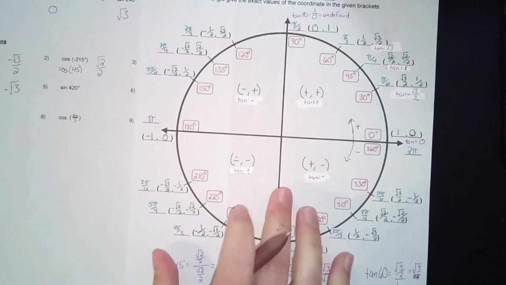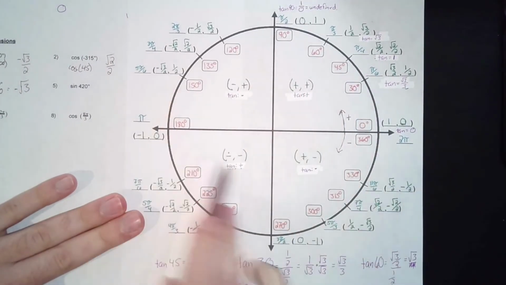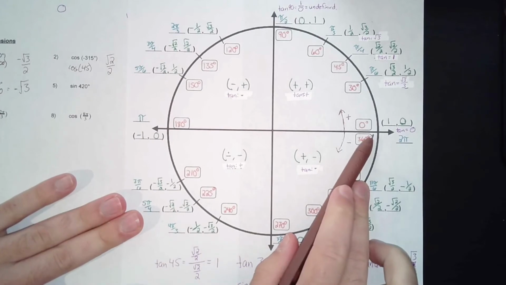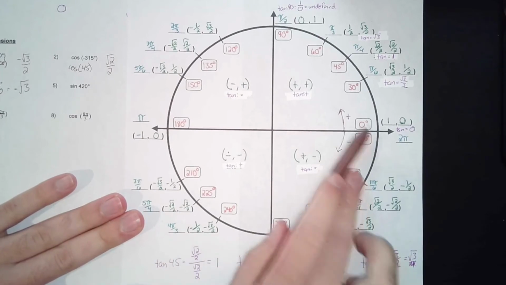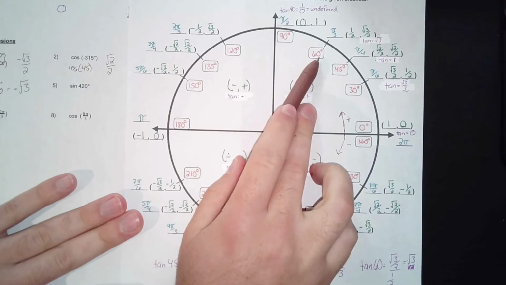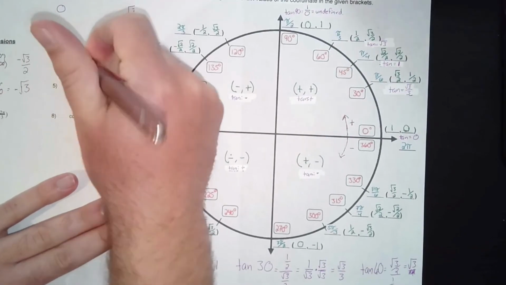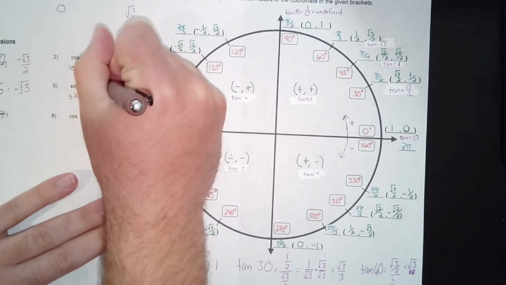Okay, next one, sine of 420. Again, I'm going to go 360 degrees around, which puts me here. But then I have to go an extra 60 degrees to get up here to the full 420. So this is going to be sine of 60, which is the square root of 3 over 2.